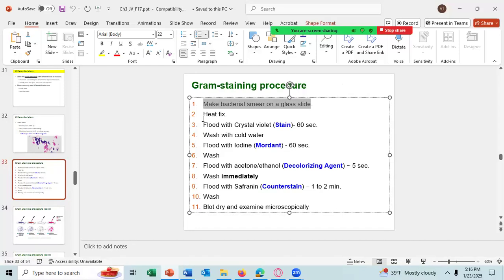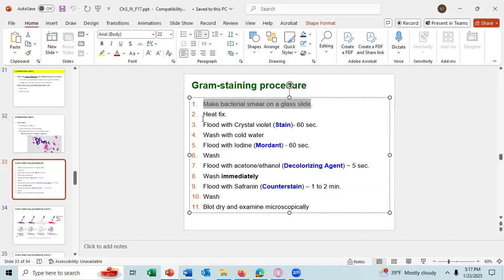So step 3 is the beginning of the gram stain. You take a bacterial smear and then you flood it, meaning cover the slide everywhere, with crystal violet. And then you stain that for 60 seconds. You then wash off the crystal violet with cold water. You do that gently. We'll talk about that. And then you flood the slide with iodine for 60 seconds. Iodine is a mordant. It will intensify the crystal violet. You then wash the slide with cold water again.